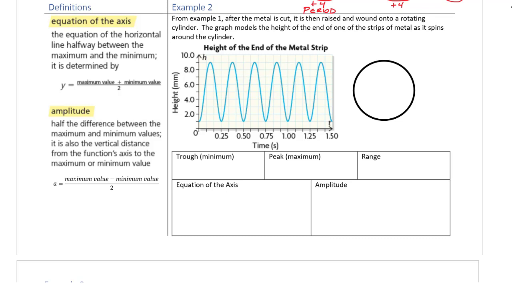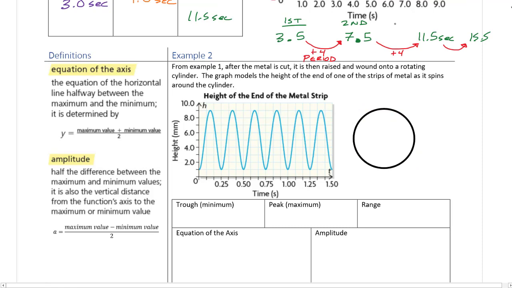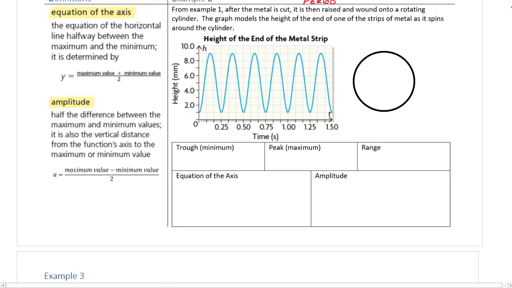The textbook continues the idea from example 1. You've got this metal that's been cut, and then they take this metal and wind it around into a circle. It looks like a cylinder, right? So there's a rotating cylinder, and we're going to wind this metal around it. The graph shows the height of the end of one of the strips as it spins around the cylinder. So it's going around and around.